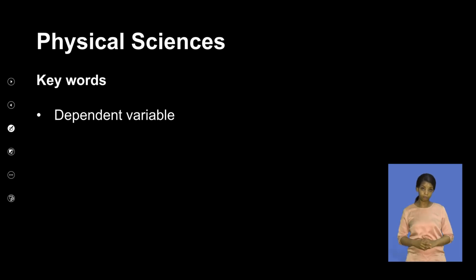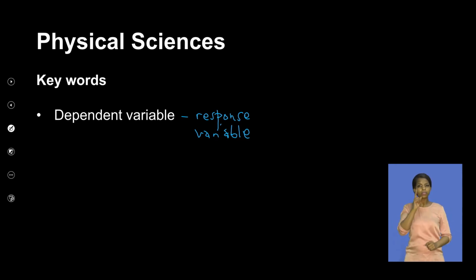And then we also talk about the dependent variable. The dependent variable, in other words, you may refer to as the response variable. In changing the independent variable, we want to see how it affects the dependent variable. Hence this is our response variable, as the name suggests.